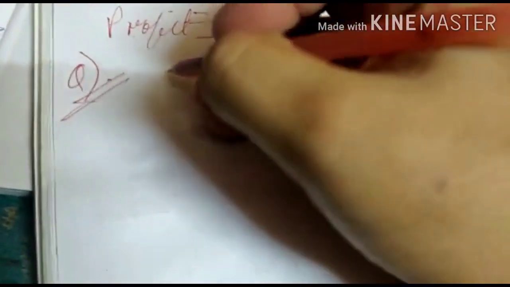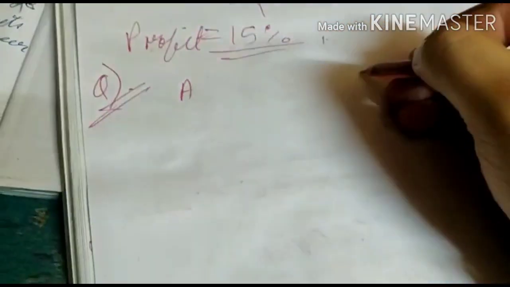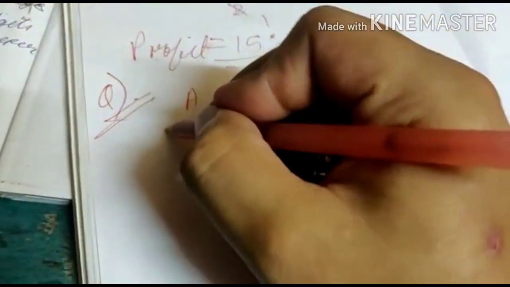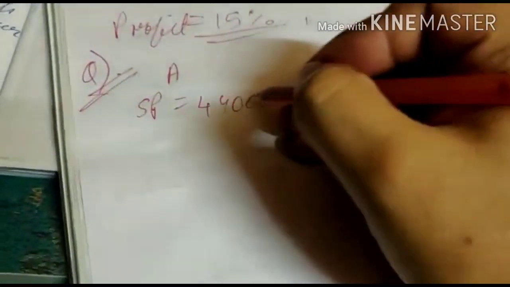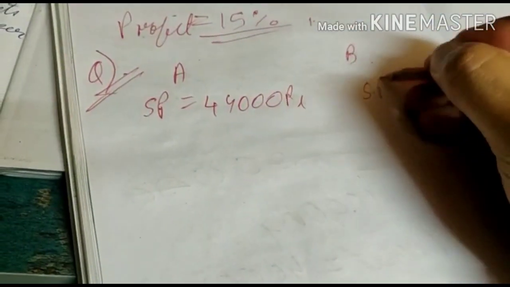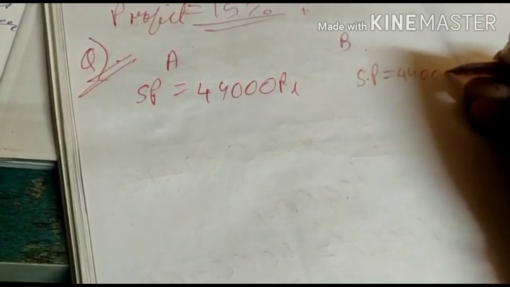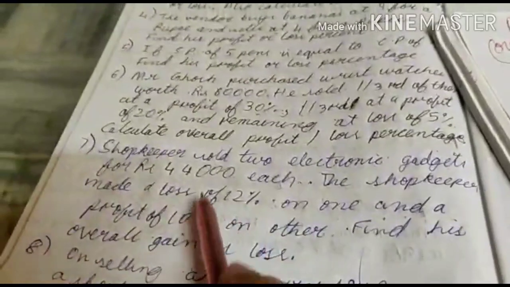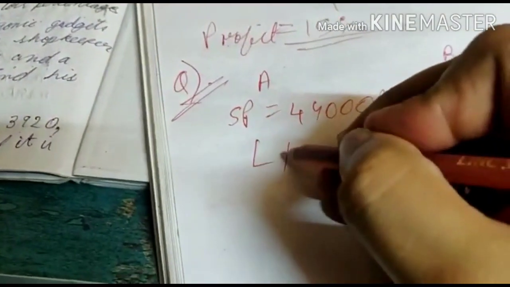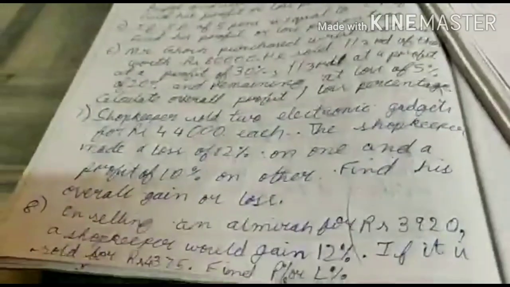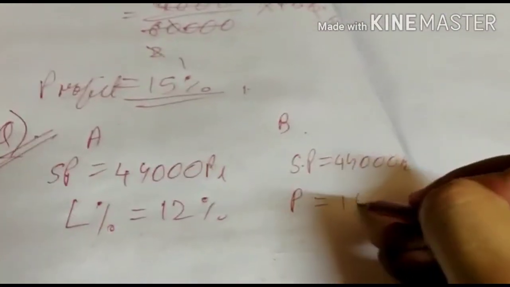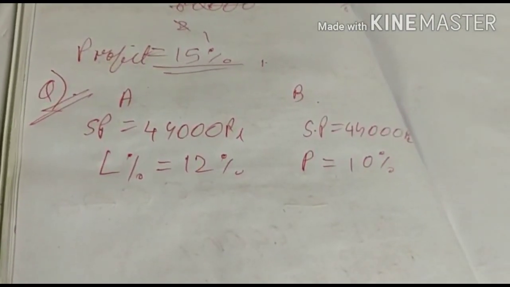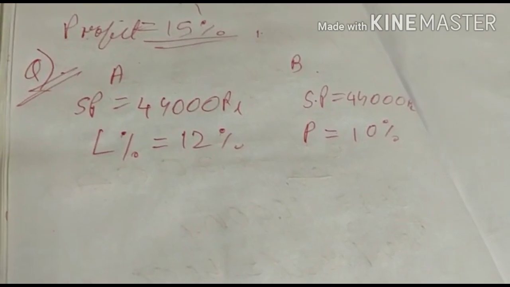So there are two things, A and B. For one, its SP is 44,000, and for the second, its SP is also 44,000 rupees. It said 44,000 each. Two things, both are 44,000. On the first, his loss percent was 12%. In the second, his profit was 10%. Okay. So we have to find overall gain or loss percent.